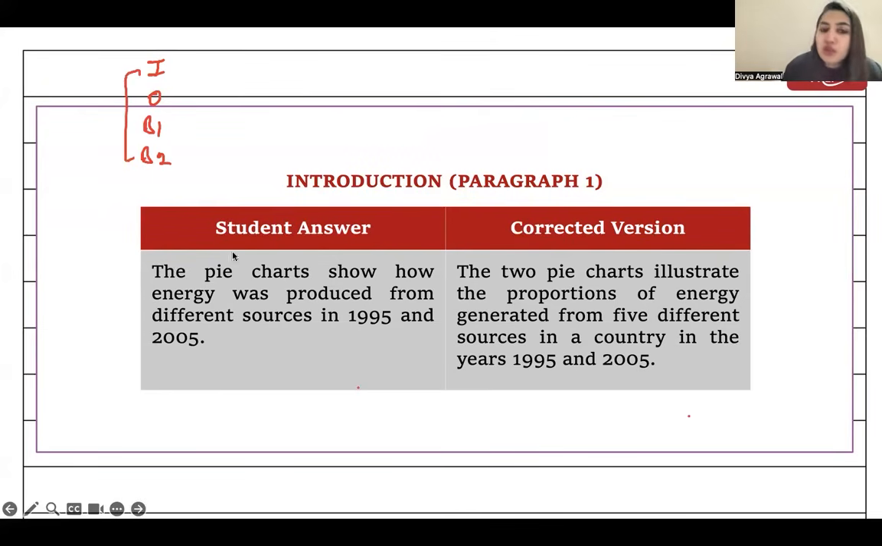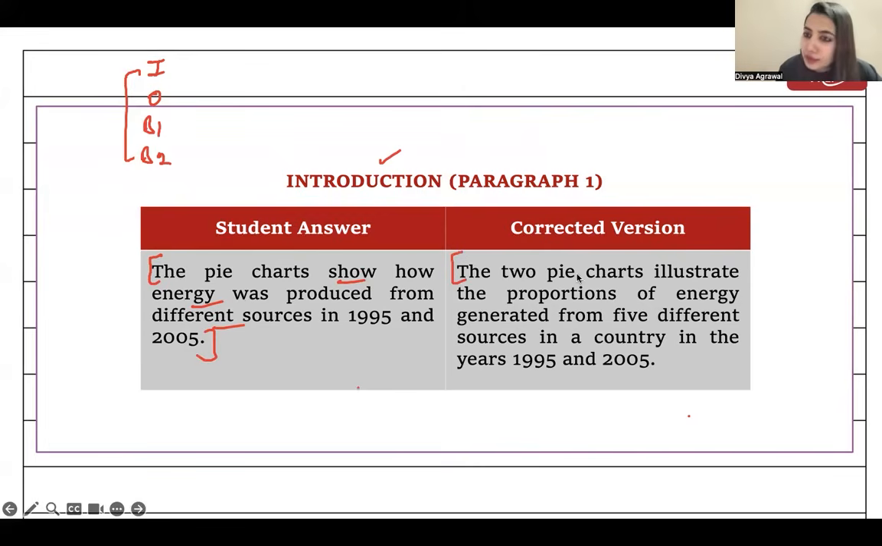Okay, now this is your intro para. Okay, the very first paragraph of yours. So the student has written it in a way that the pie chart show how energy was produced from different sources in 1995 and 2005. If you see, there are not major changes from the question he has created.